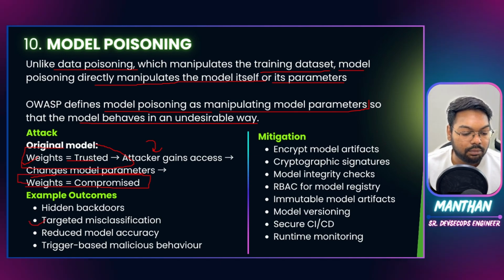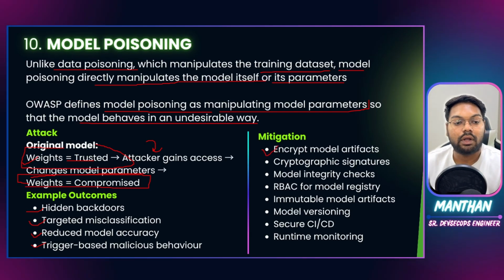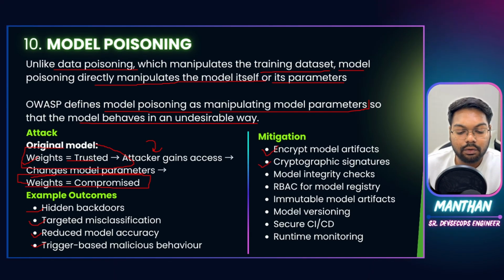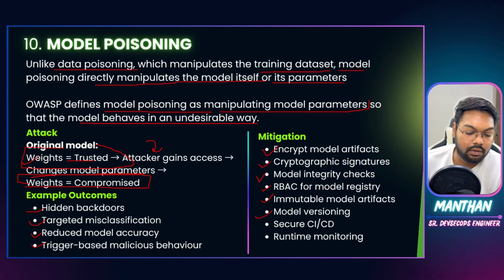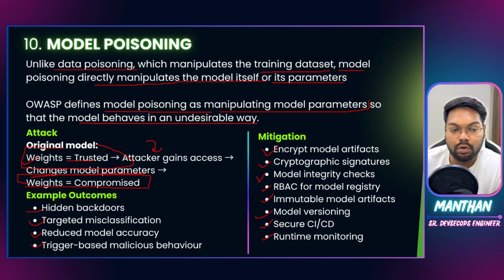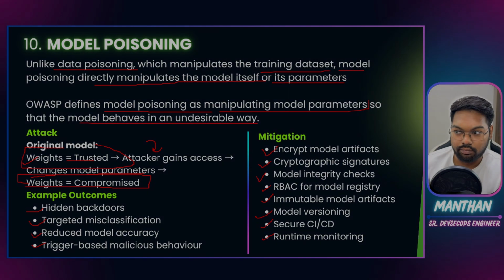So targeted misclassification, reduced model accuracy, hidden backdoors, and trigger-based malicious behavior could also be there. What we can do to mitigate this is encrypt model artifacts, introduce cryptographic signatures, and have model integrity checks, RBAC for model registries, and immutable model artifacts. Model versioning should be there, and secure CI/CD and runtime monitoring should be implemented for these different models, so that no one could do it on the fly.